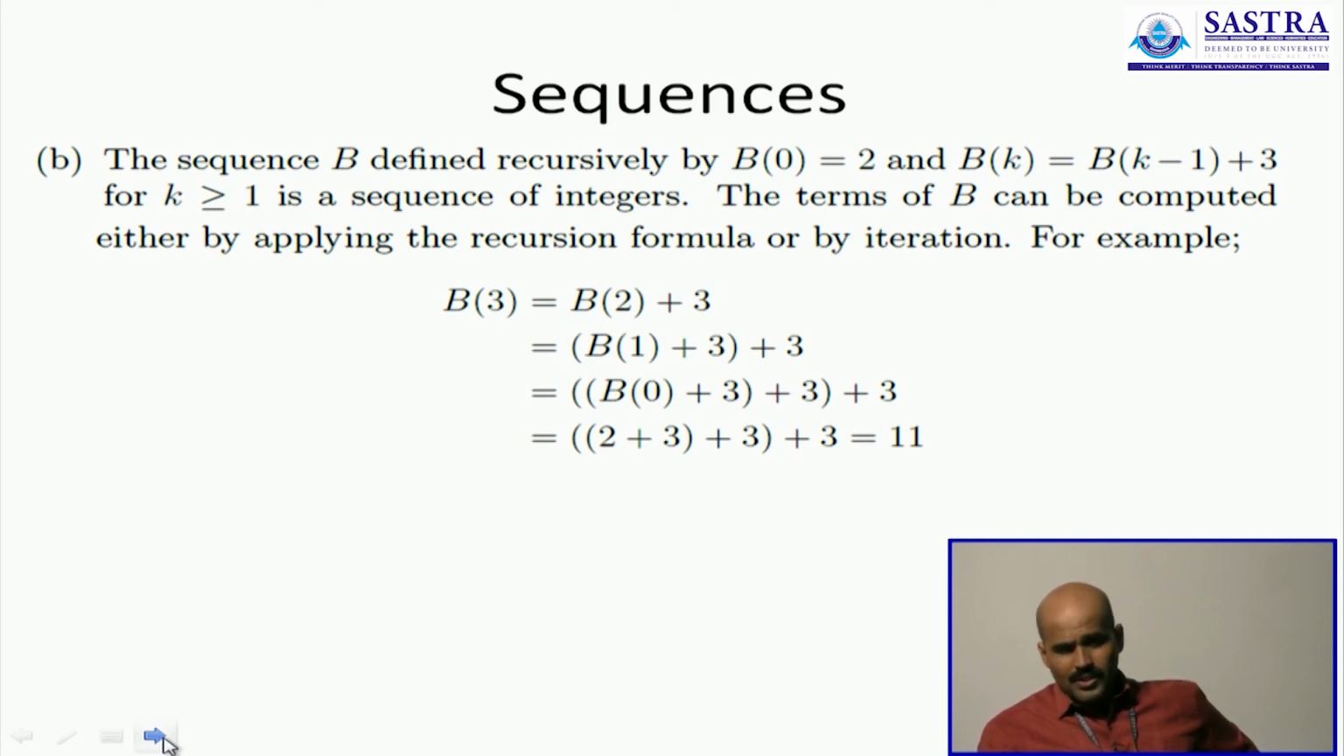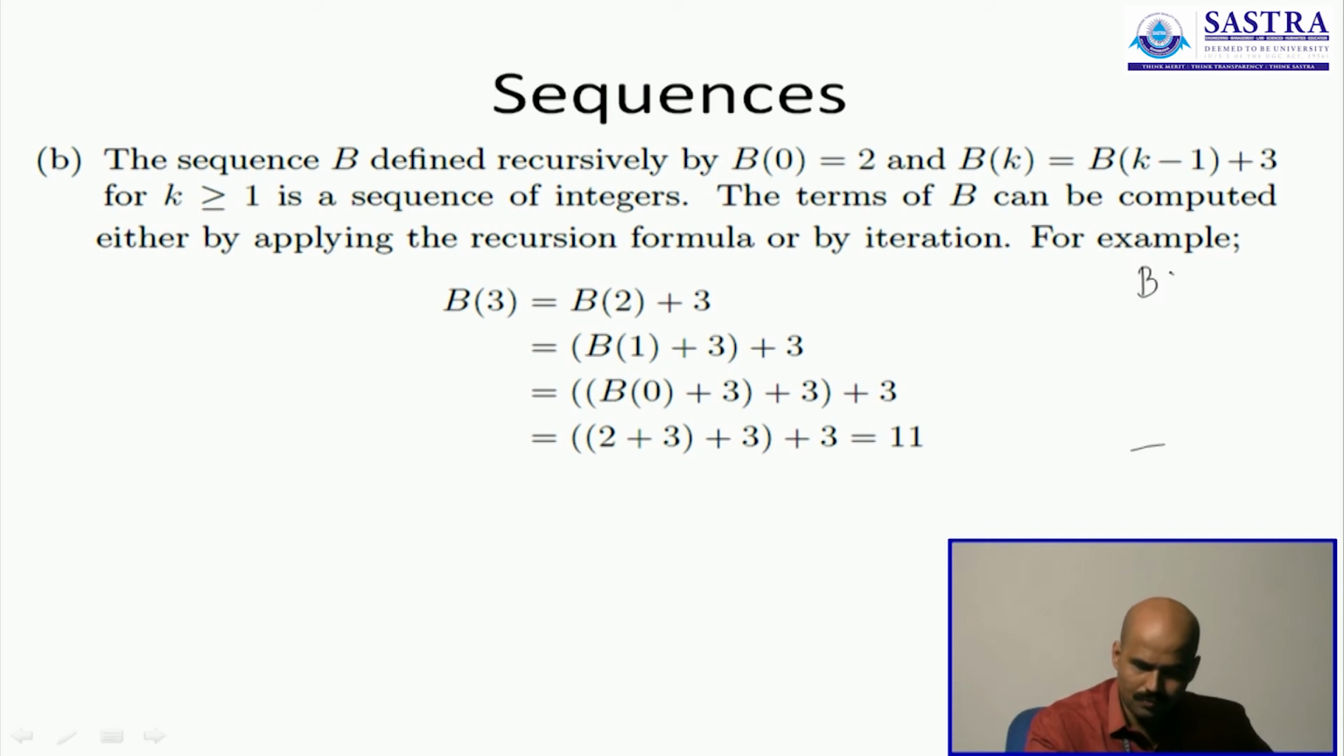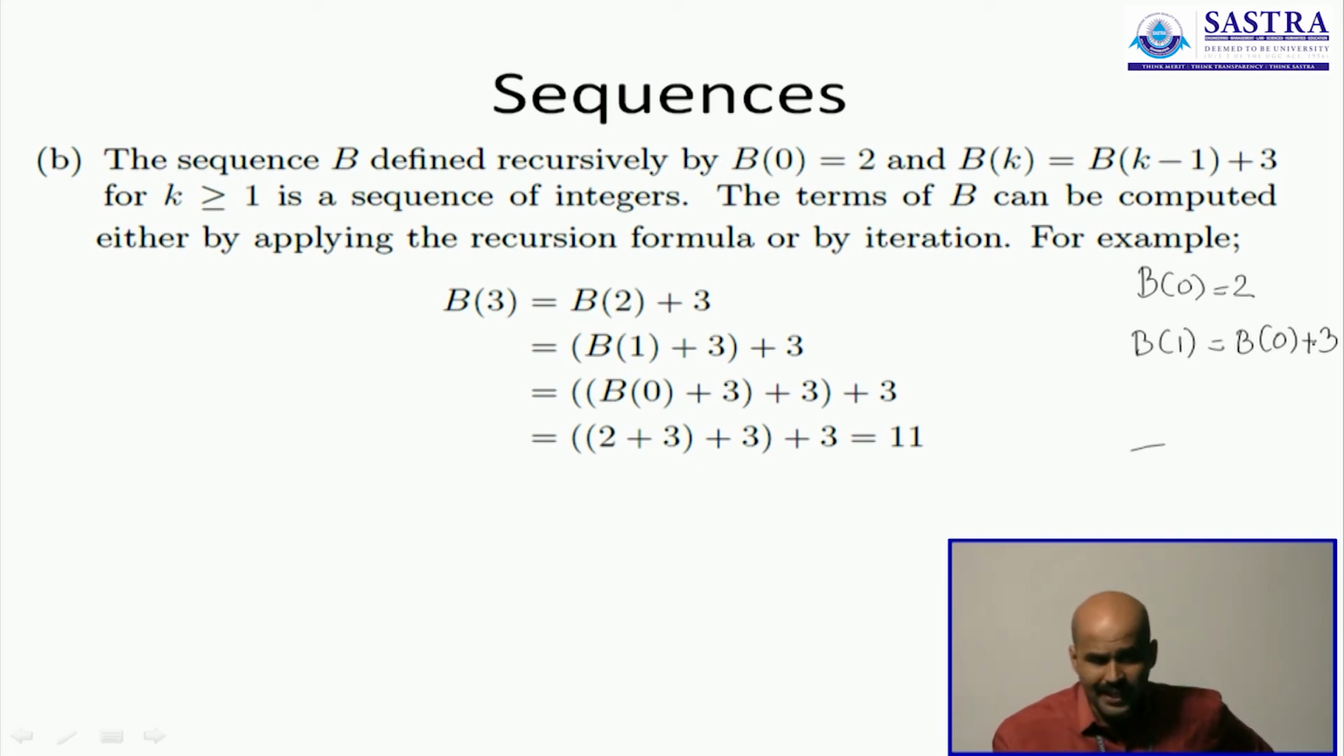So the question clearly tells you that b of k is b of k minus 1 plus 3. That is the notation that stands for the immediate previous term. So the definition wants you to keep adding the constant 3 to generate your sequence. Now we know that b of 0 is 2. So b of 1 is easy to generate. b of 1 is going to be b of 1 minus 1, that's b of 0, plus 3. So we began with 2, now 2 becomes 5.